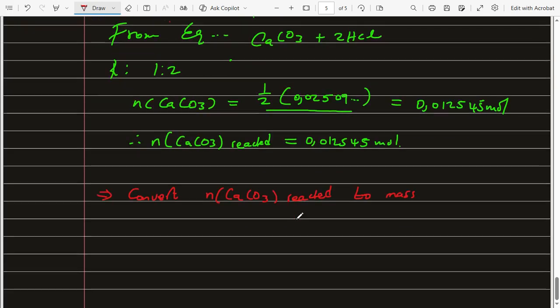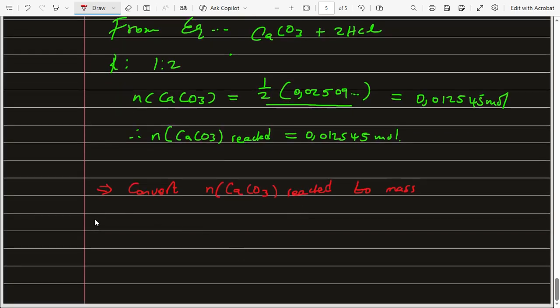And how can we do that? So remember the formula for moles: n is equal to the small m over the big M. Therefore, the number of moles will be, okay, let me just make the mass the subject of the formula. Therefore, the mass, the small m, will be the number of moles times the molar mass. So I need to find the molar mass of that calcium carbonate.